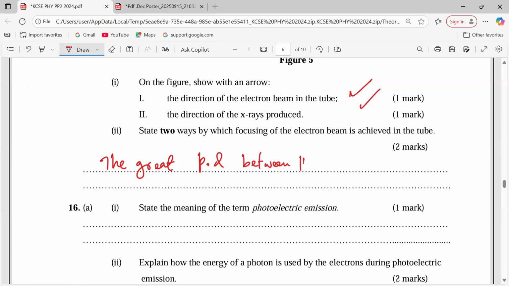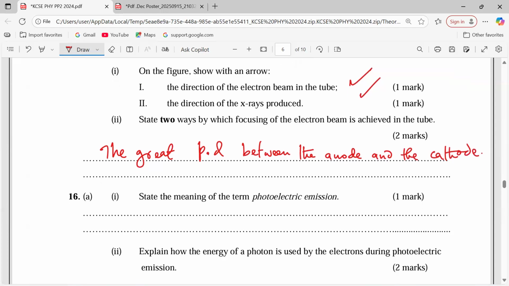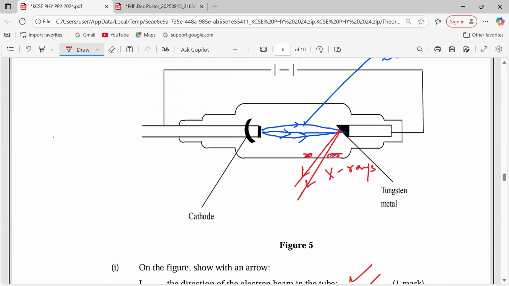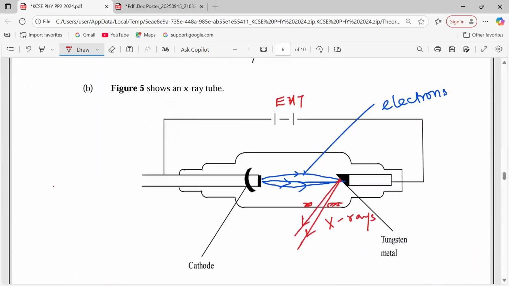between the anode and the cathode. Very simple. Between the anode and the cathode. That way, we will have a very serious attraction. Again, we can also talk about the shape of this particular cathode. Look at the shape of the cathode.